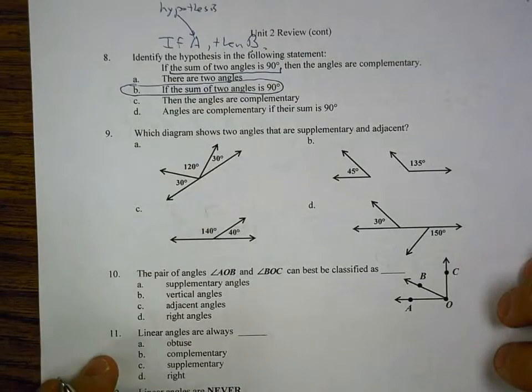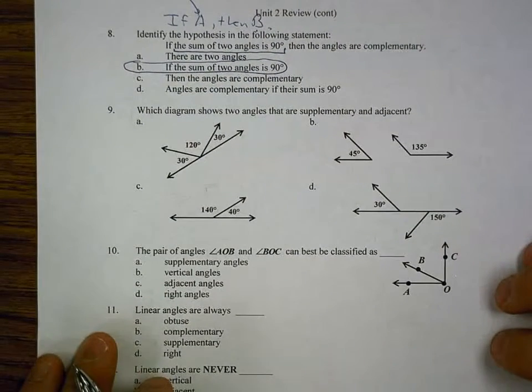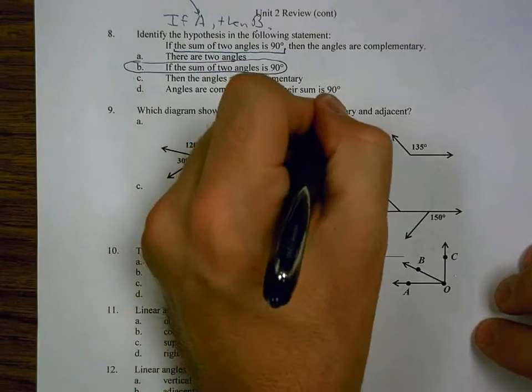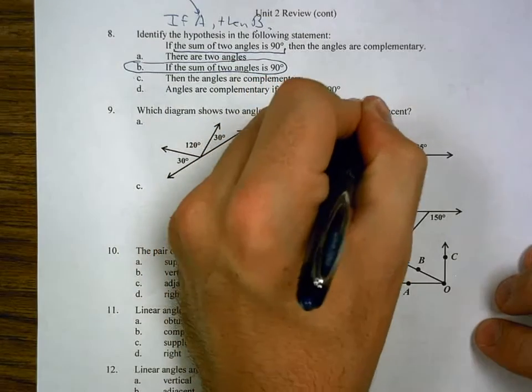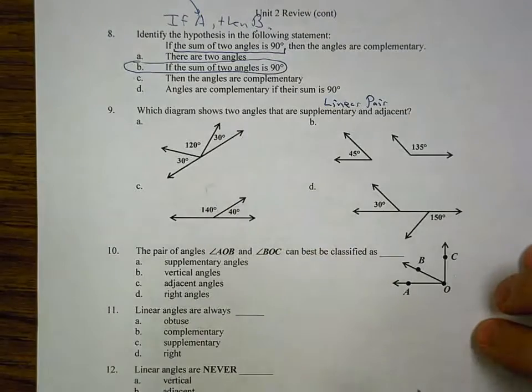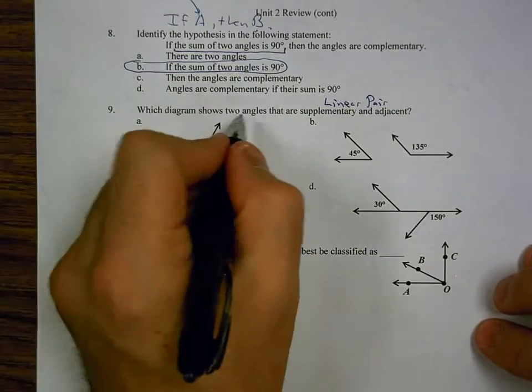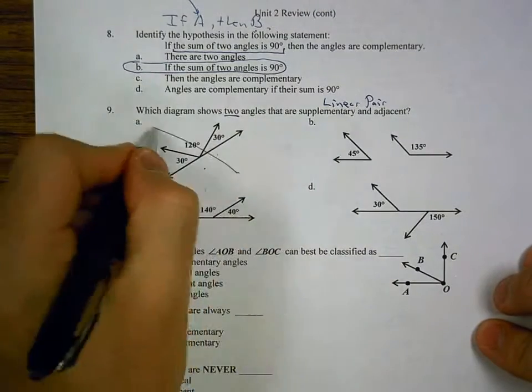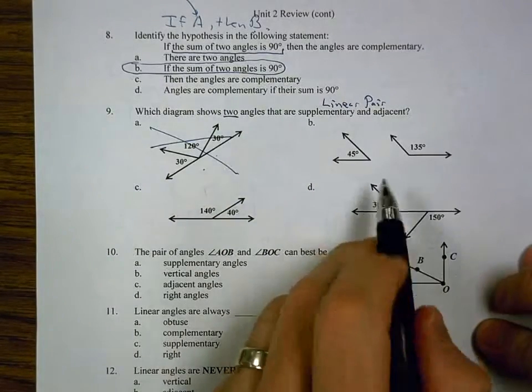Number 9 asks us for which two angles are supplementary and adjacent. Supplementary and adjacent are a linear pair. So if it's not one of them, it's out. First of all, it says two angles. This has three angles. That's out.